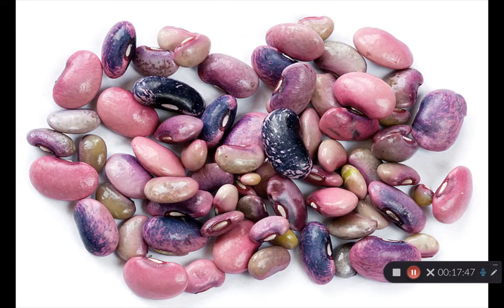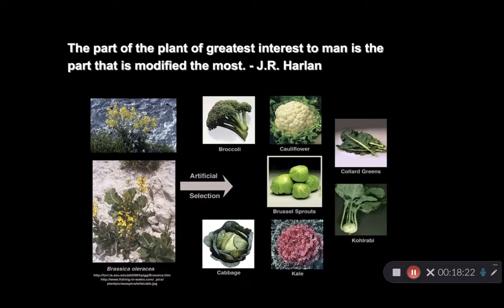One of the things you'll note about domesticated plants is the tremendous variation in traits that are interesting to humans. This is one of the key features of domesticated plants. You probably would not see this kind of variation in seed coat patterning in wild populations of common bean, but you do see it in cultivated bean because humans like the patterns on the seed coats. And so we tend to collect and preserve that variation that you can see here. Again, Jack Harlan, who I mentioned earlier, said the part of the plant that is of greatest interest to humans is the part that is modified the most.